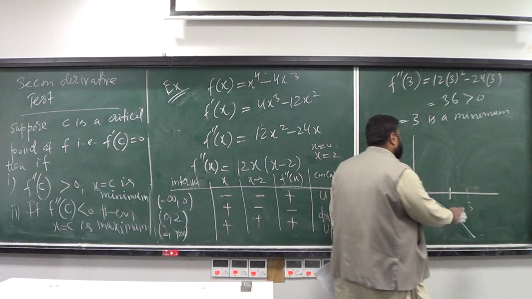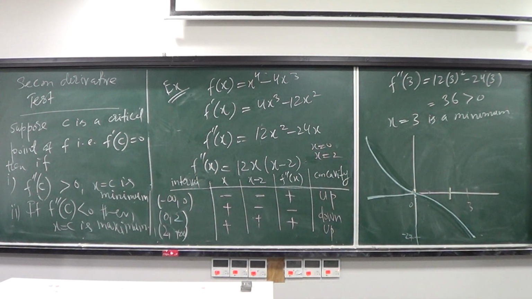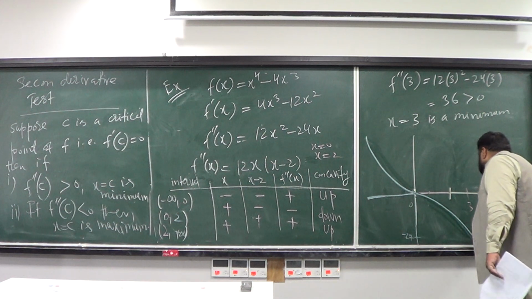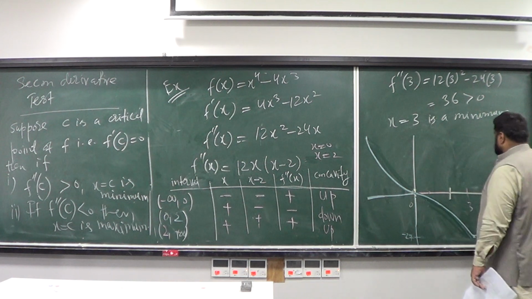And then what happens to the curve in this third interval, 3 to infinity? You're going to say now the curve is concave up again. So how does it look? It is increasing in a concave up manner.